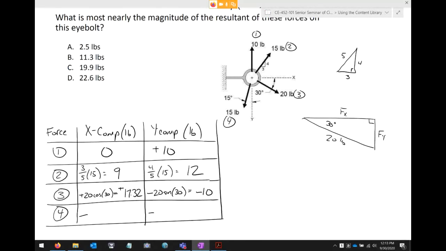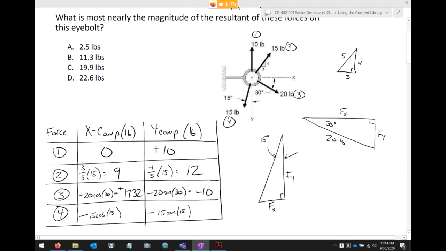Now, here's where things get trippy, on force number 4. Here's the force, and the angle that we're given is this one, which is 15 degrees. And we want to find Fx and Fy. Now, if you say that this is 15 cosine 15 and 15 sine 15, that's going to be wrong.